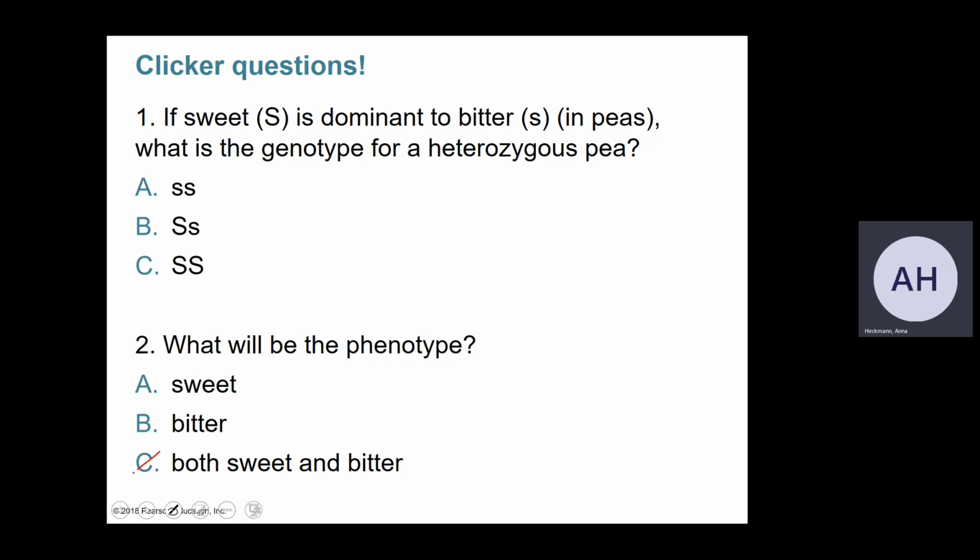It is not sweet and bitter, even though the genotype has a dominant and recessive allele, because we're talking about complete dominance. So as long as there's even one dominant allele, it just takes over and you don't see the other one at all. So our phenotype is going to be sweet.